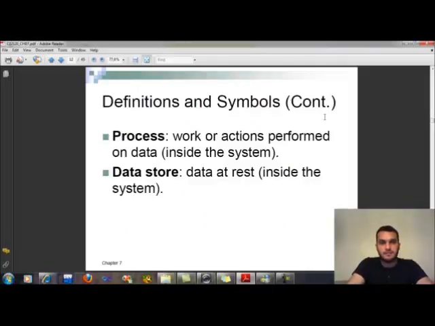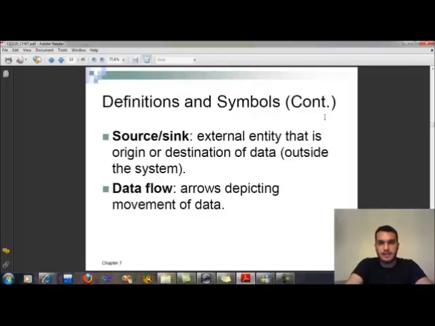And definition and symbols: firstly, process, work or action performed on data inside the system. And data store is data at rest, again inside the system. And source or sink, external entity that is origin or destination of data outside the system. Data flows, arrows, depicting movement of data.